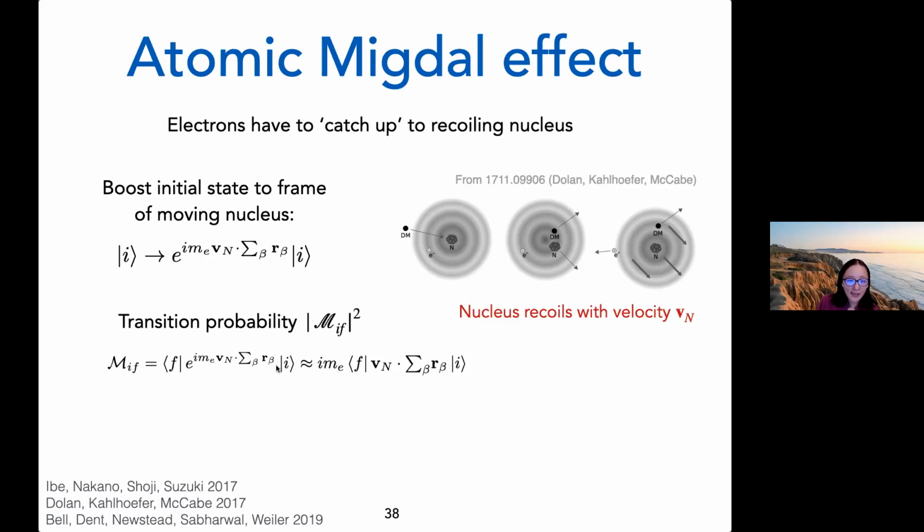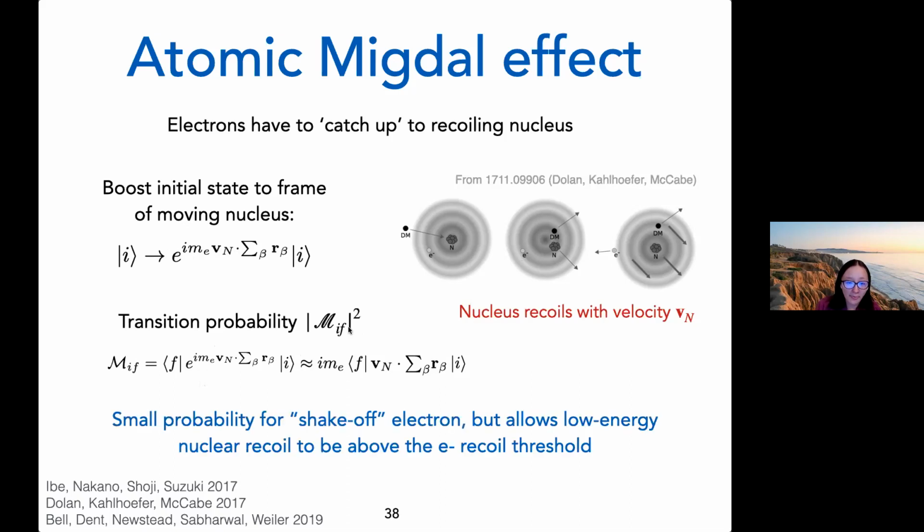So that's basically this probability that I've written here. You take the electron wave functions about the moving nucleus by boosting, and you take the wave function overlap with the excited state to find the transition probability. So this will give you a very small probability for this shake-off electron, but you might want to take that penalty right now because it allows you to actually detect the signal.